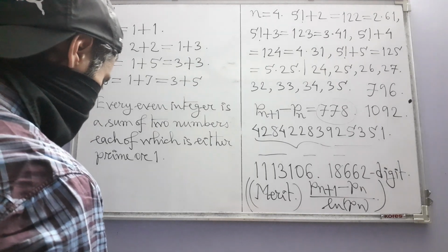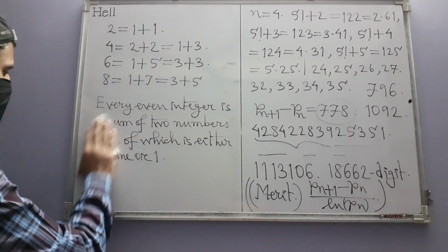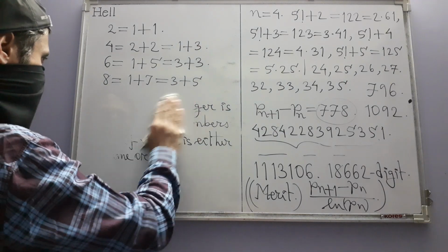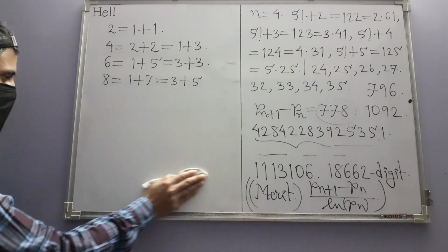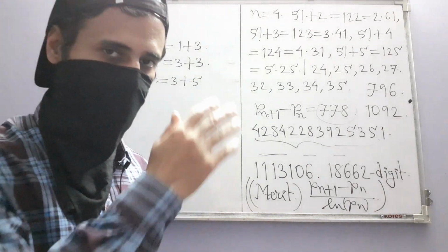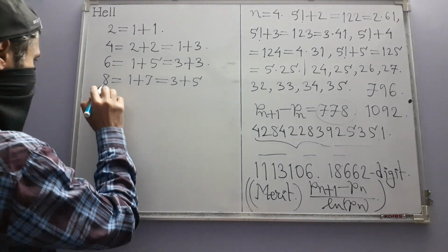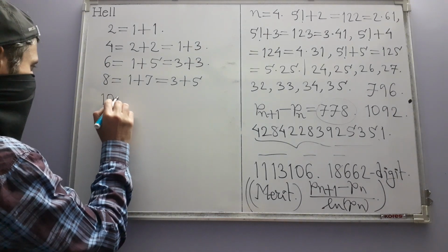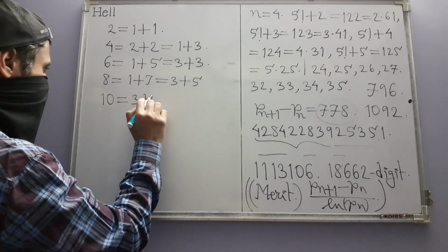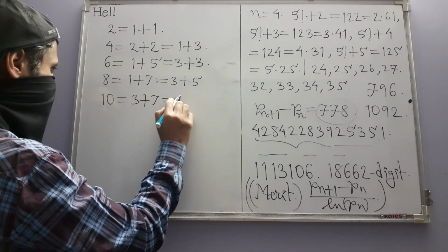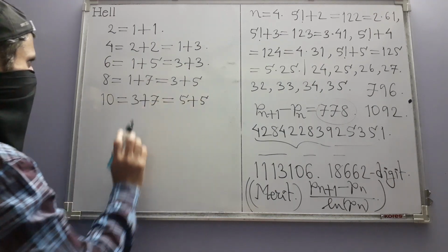And then let us write two more. Many more are given in the text, or you may simply try to write other even integers also like this on your own. 10 can be written as 3 plus 7, and of course also as 5 plus 5.